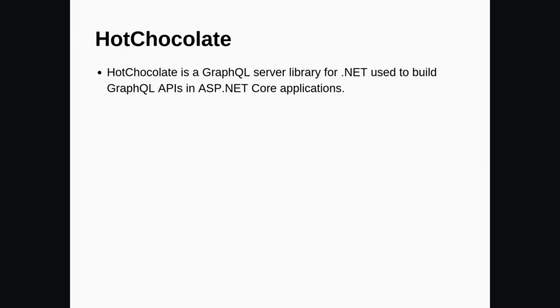This is Hot Chocolate, and this is the NuGet package that we are going to use to create the GraphQL API. There are other packages as well, like the GraphQL.NET package, which is also used in the industry to create GraphQL APIs. But Hot Chocolate is a more popular package that people generally use, and it is also a modern and simpler way to use.